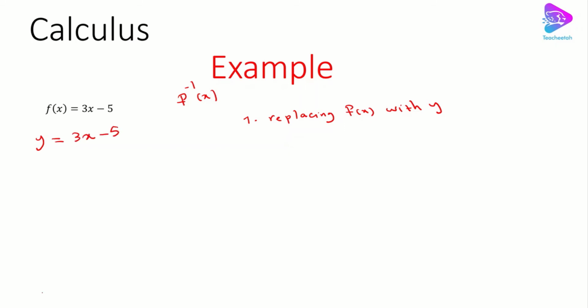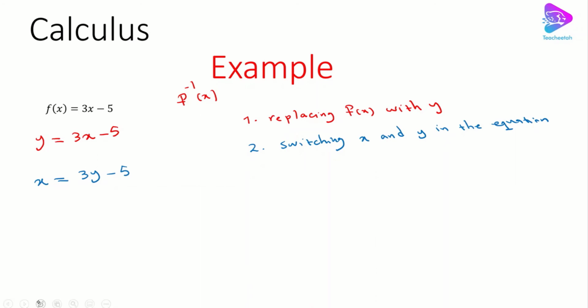The next step is switching x and y in the equation. So for here, now we need to switch x and y. Therefore, it's going to be x equals 3y minus 5.